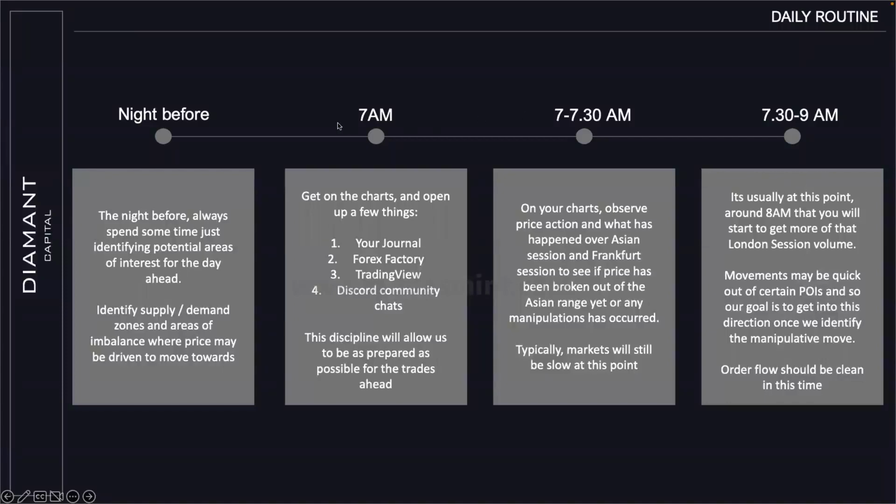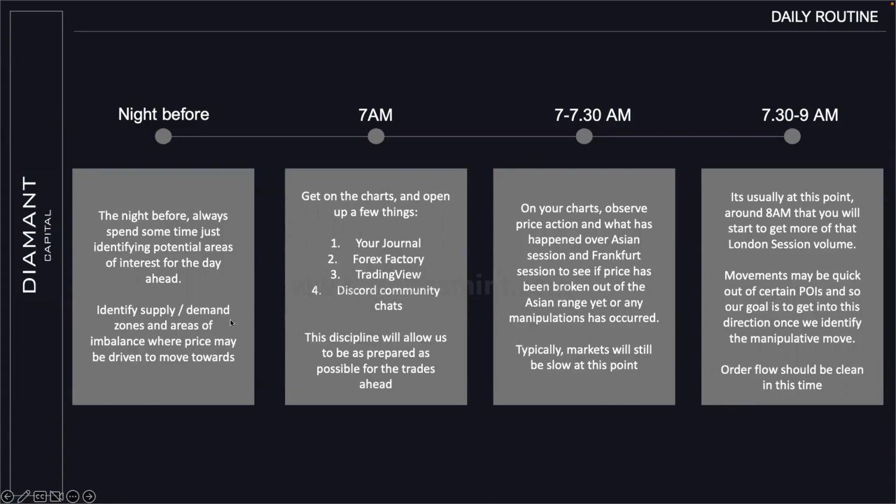So it all starts with the night before. Always preparation. I always say preparation is key. So the night before, generally, it might be in the evening, for example, or just before I go to bed, I quickly go on the charts, just have a look at some of the positions that I've got lined up. So the night before, always spend some time just identifying potential areas of interest for the day ahead. Identify supply and demand zones and areas of imbalance where price may be driven to move towards.